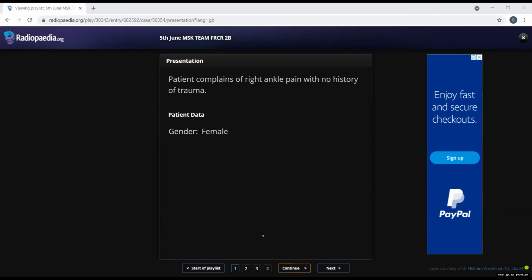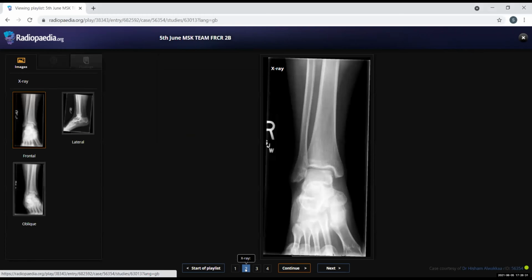Okay, go ahead, Dr. Laila, your first case. Right ankle pain with no history of trauma. So this is a frontal radiograph of the right ankle of a skeletally mature female patient. I'm checking the bone density. It looks within normal. I don't see any fracture lines. Joint space appears okay. There is no subluxation. There is a small tiny fragment, but this is likely an accessory ossicle.